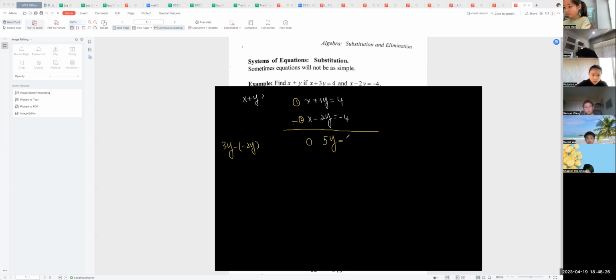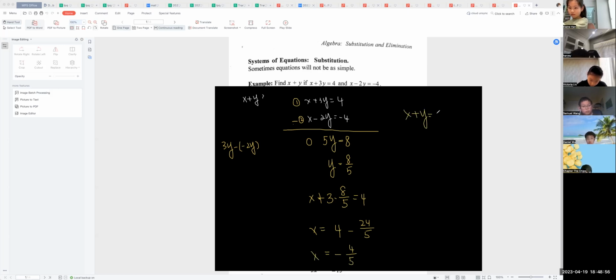8. Very good. So y equals 8 over 5, right? So x equals what? x plus 3y equals 4, so x plus 3 times 8 over 5 equals 4. So x equals 4 minus 24 over 5, right? So equals negative 4 over 5. Correct, everybody? So what is x plus y? x plus y equals negative 4 over 5 plus 8 over 5 equals 4 over 5. Correct?